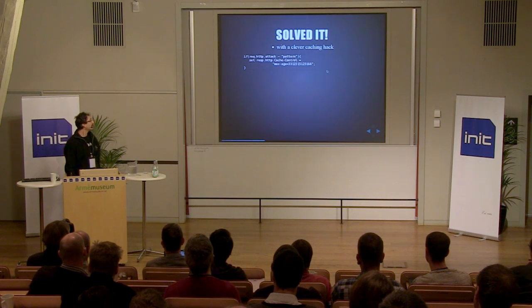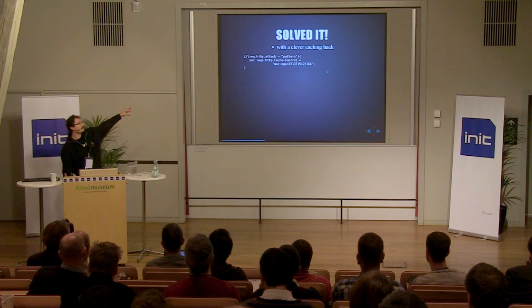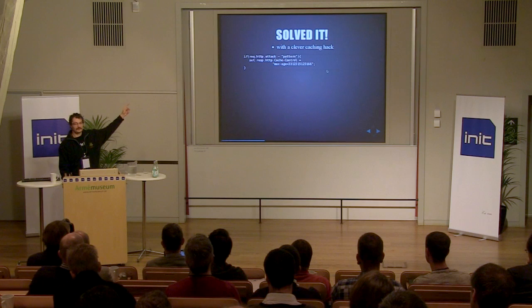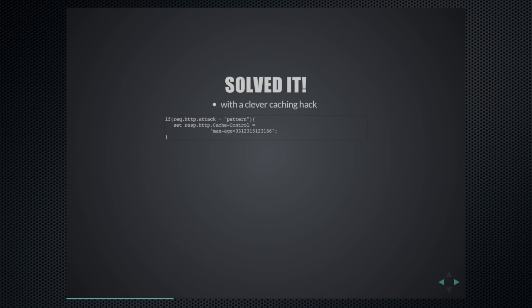So this is a little piece of VCL, and it says if some header shows that this is the pattern, okay, I'm not going to reveal the pattern here, but because it's different for every DDoS, it wouldn't matter. But if we're matching some pattern that will tell us this is an automated attack, then set the cache control to some really, really stupidly large value, and those clients stopped requesting because they were that stupid.